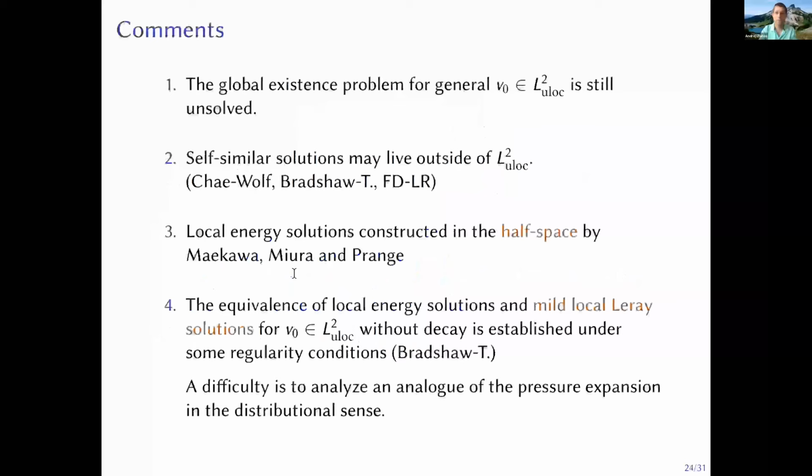Oh, okay. So comments. So the global existence problem for general data in L2 uniformly local is still open. But then a self-similar solution may live outside of L2 uniformly local. So we have several previous results by Dong, Hao, Chae, and Wolf, by Zhang and myself, and by FD and LR.